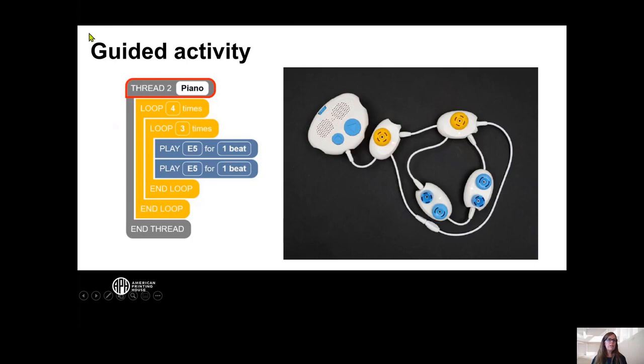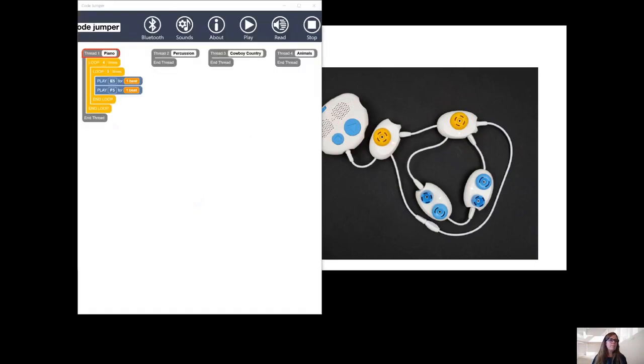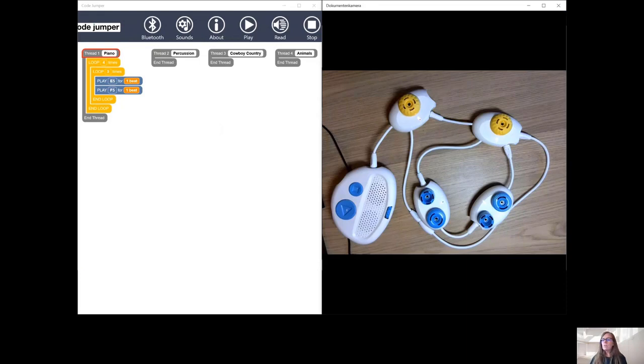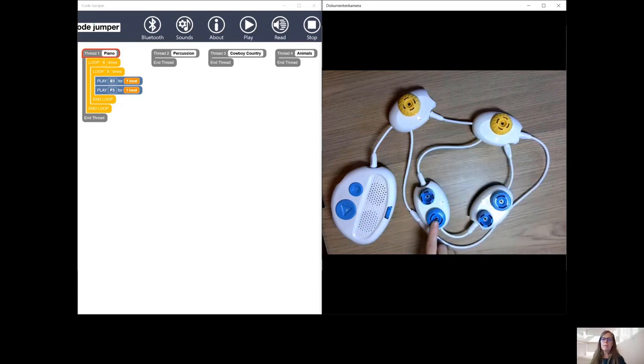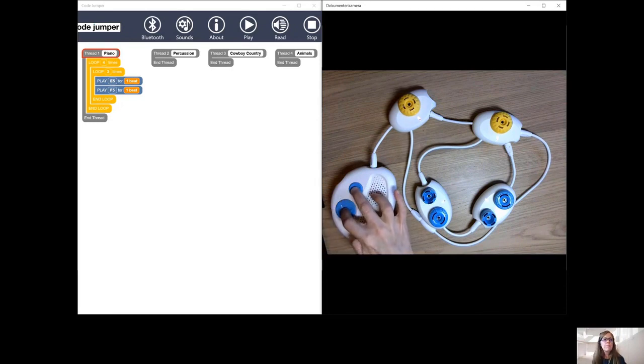So let's jump over to the app and to the camera so we can see it in action. So I have the hub, my 2 loop pods, my inside loop with the 2 play pods. I'm going to read the code so we can hear how it sounds with all of these loops.